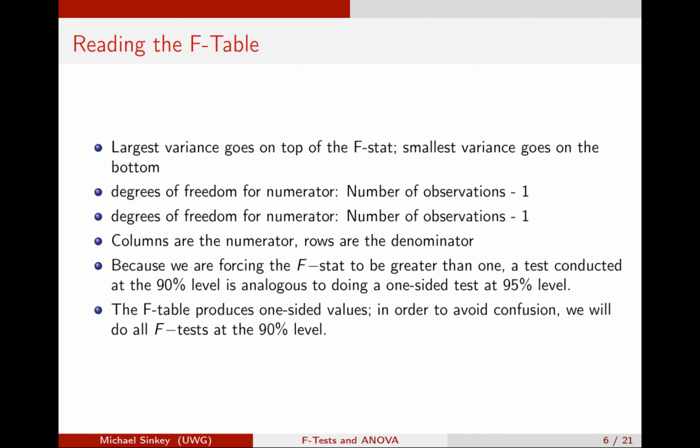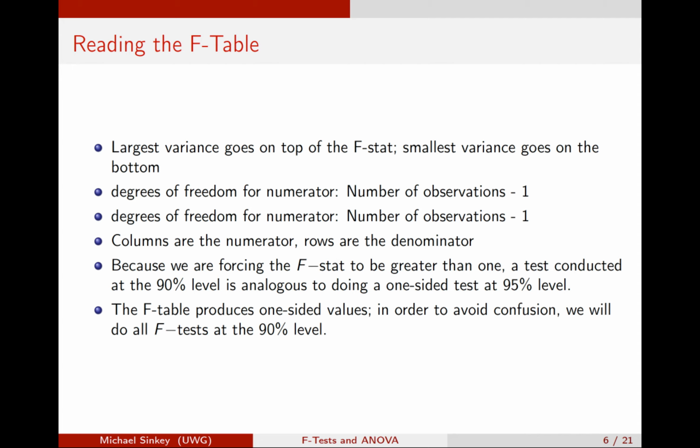So having a sample size where the large variance is 4 and the small variance is 5 is different than having a sample size where the large variance is 5 and the small variance is 4. We look at those differently. They're close, but they're not the same. We force the F-stat to be bigger than 1.